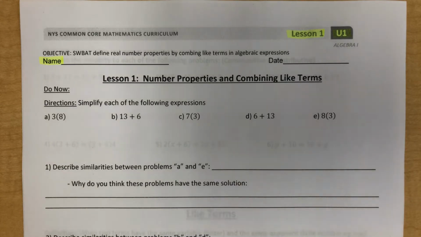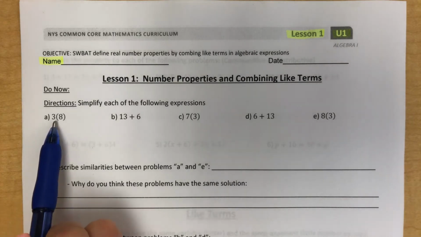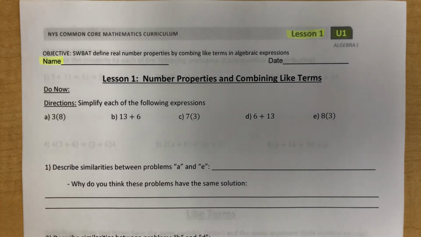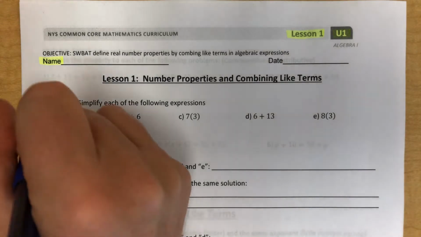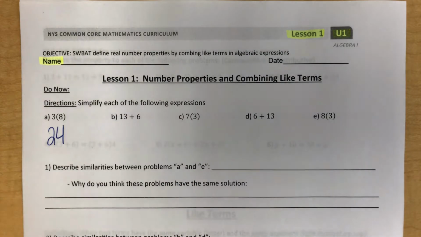All right, so as we look here, Lesson 1 is number properties and combining like terms. The do now asks us to simplify each of the following expressions. If you look at part A, if you can maybe remember from last year, anytime you see parentheses, this represents multiplication. So it's asking me what's 3 times 8. You could type that into a calculator and you would see that the answer is 24.